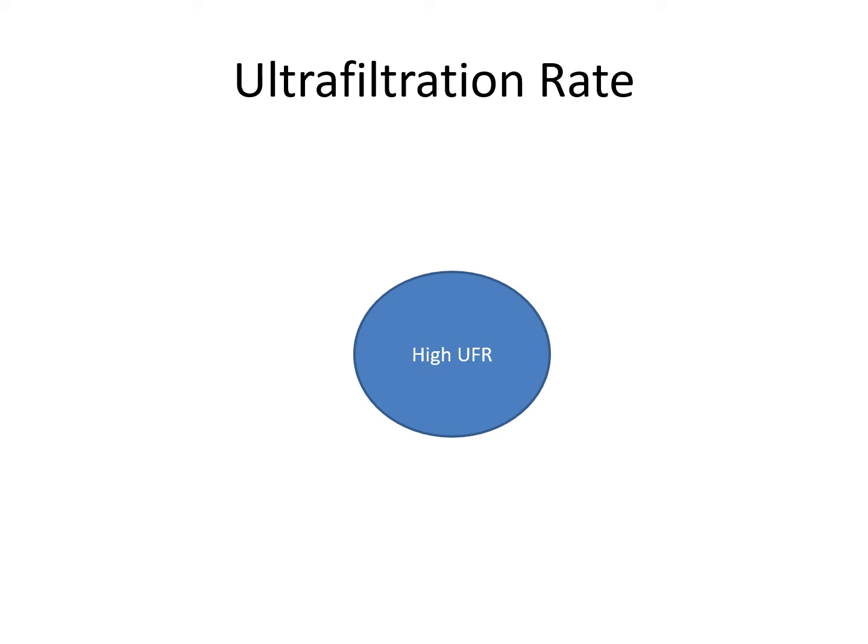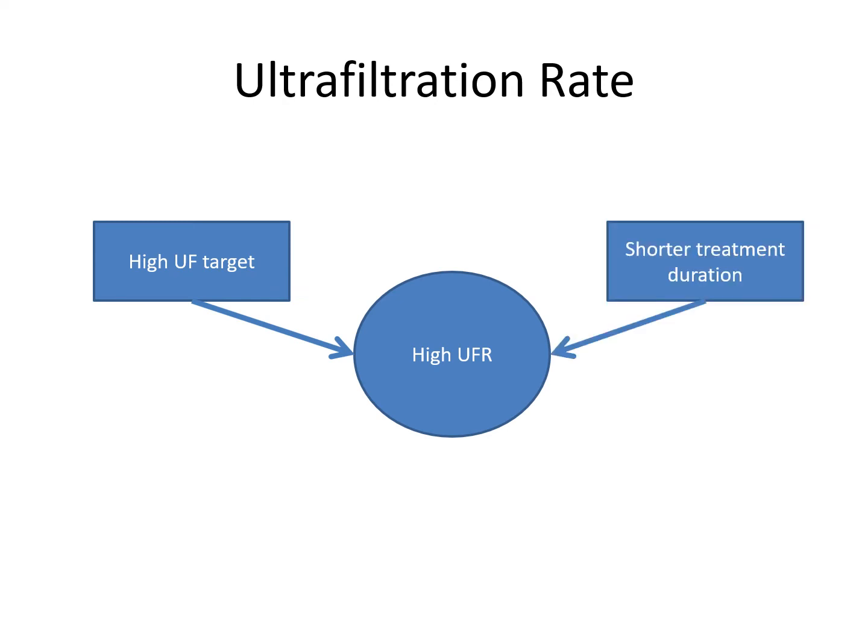Okay, so there are basically 3 variables involved in the ultrafiltration rate. The ultrafiltration rate will be high if the ultrafiltration target is high. So if you take off 4 or 5 kilos, you're going to have a high ultrafiltration rate. Or if the treatment duration is short, so if you only dialyze someone 2.5 or 3 hours, you have to remove more fluid in a shorter period of time. Or if the patient is very small, say a 40 kilogram person. So in order to keep the ultrafiltration rate low, it's important to minimize interdialytic fluid gain, so the fluid gain in between dialysis sessions, and to use longer treatment durations.